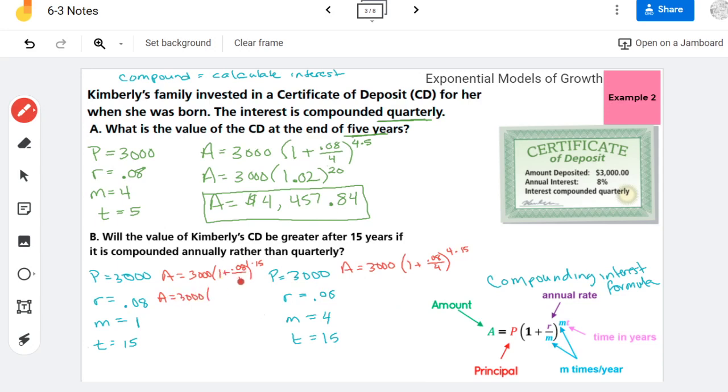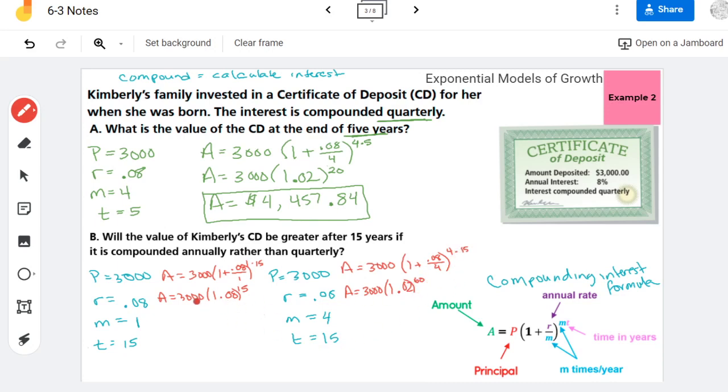Inside the parentheses, 0.08 divided by 1 is just 0.08. And if I add 1 to that, that's 1.08. And then here, 1 times 15 is 15. On our second one, 0.08 divided by 4 is 0.02. Add 1 to that, you get 1.02. And 4 times 15 is 60.